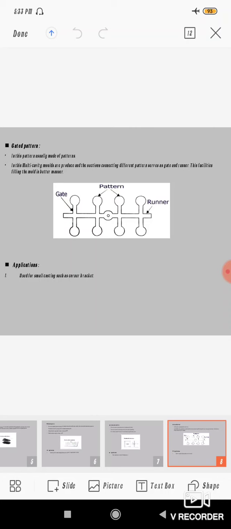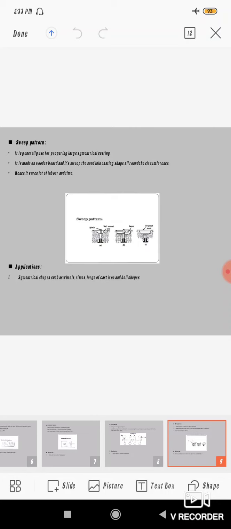Next is gated pattern. In this pattern, usually many patterns are made. Multi-cavity molds are produced and the sections connecting different pattern pieces serve as gate and runner. This facilitates filling the mold in a better manner. This is a picture of gated pattern. Applications: used for small castings such as corner bracket.